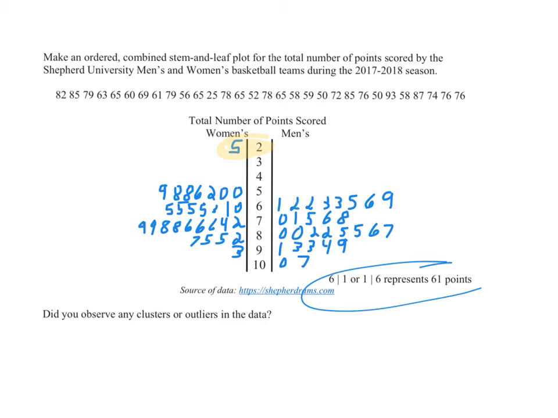You can also see some clusters. Looks like most of the numbers for the women's team occurs in the 70s, just because there's more numbers there. And for the men, most of the numbers kind of was right between the 60s and the 80s. So we could start to observe just some things by looking just at the stem and leaf plot as opposed to looking at the data you see up above.